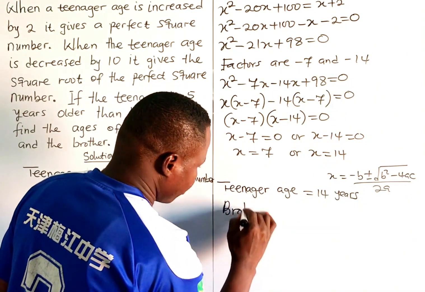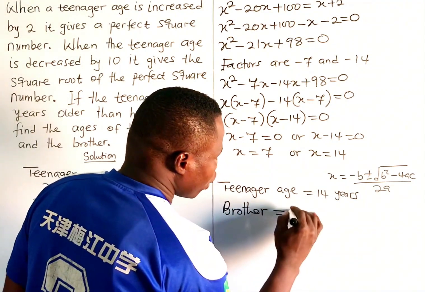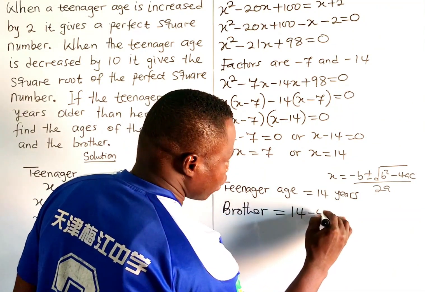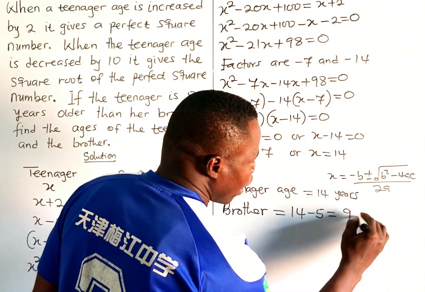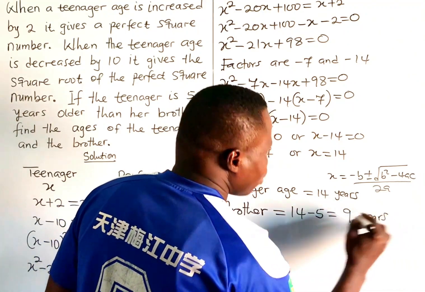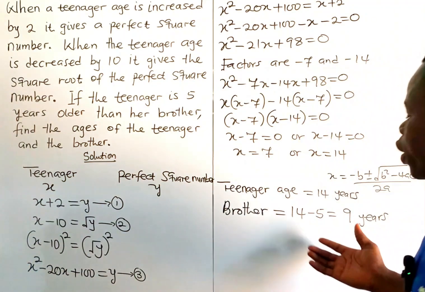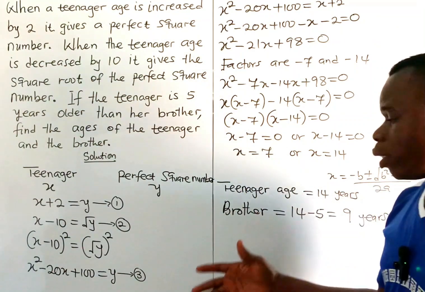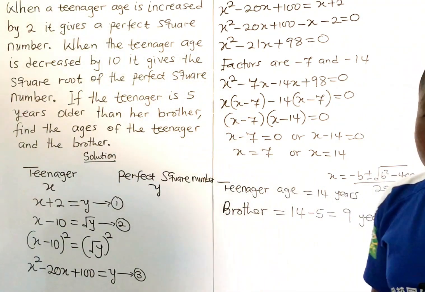And I say that brother is equal to 14 minus 5, and that will be what? 9 years. So these are the ages for the teenager and the brother.